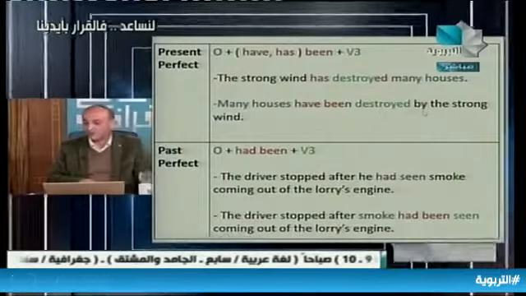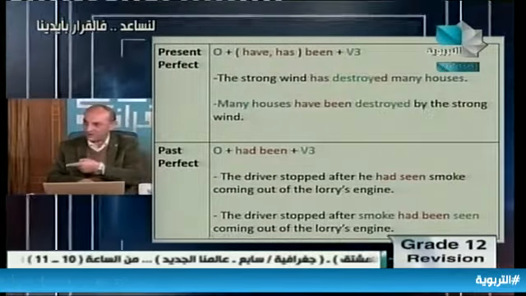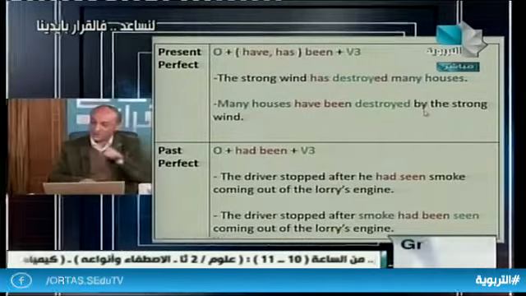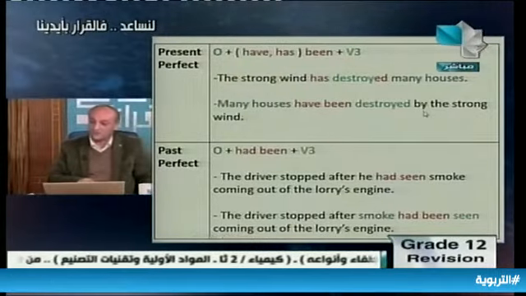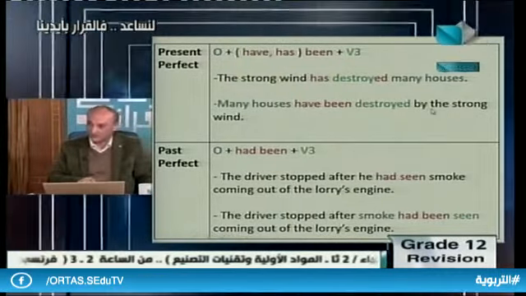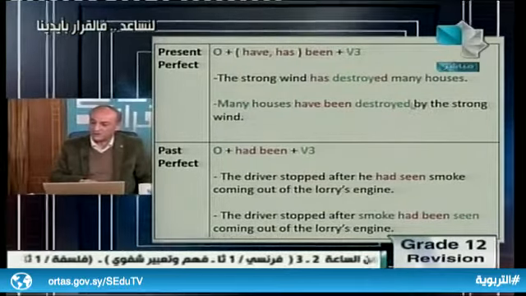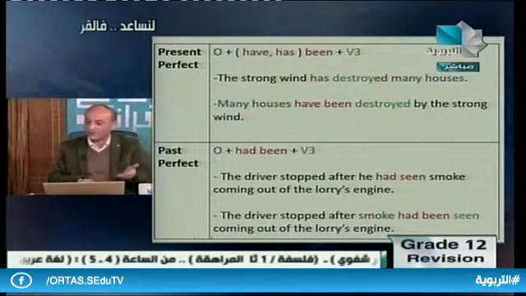Exactly. If we want to mention now the doer of the action, it must be preceded by the word by. So here, by the strong wind. Is it necessary here, in this case, Ms. Susan, in the same sentence, to mention the agent? Yes, of course. I think it's necessary. Why? Because if we don't mention it, the information is not complete. So yes, we need to complete the information.